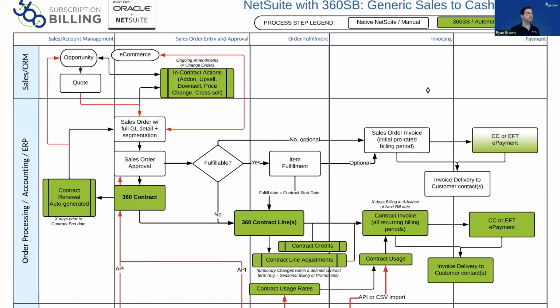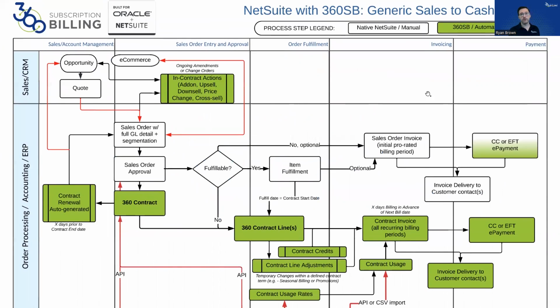Here's a little view, a process flow, if you will, before we get into NetSuite and look at a bunch of screens and records of how this would work. Now, whether you use NetSuite CRM for your opportunity quotes, you use an external sales CRM, or you use e-commerce, the sales order is the hub of the wheel, as I like to say in NetSuite, from a sales to cash perspective. From that sales order, when you approve it, you start to see some green.